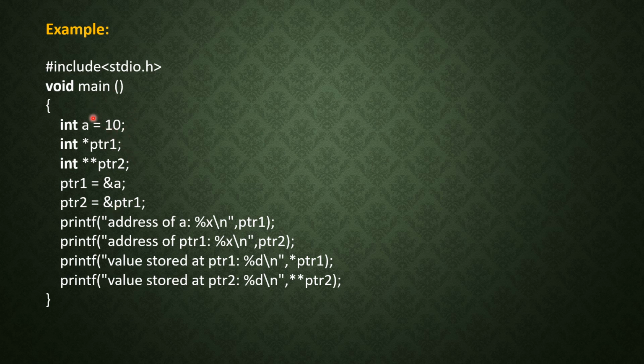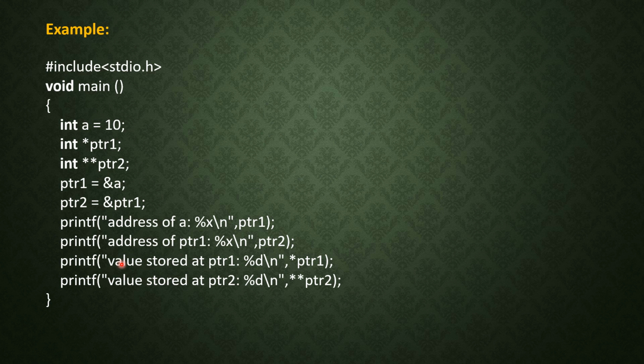Now we'll see how, by using pointer 1 and pointer 2, we can print the value of A. First, the address of A. Where is the address of A present? In pointer 1, so I am giving pointer 1 here. Next, the address of pointer 1 I have to print. Where is it stored? It is stored in pointer 2, so I am giving pointer 2 here.